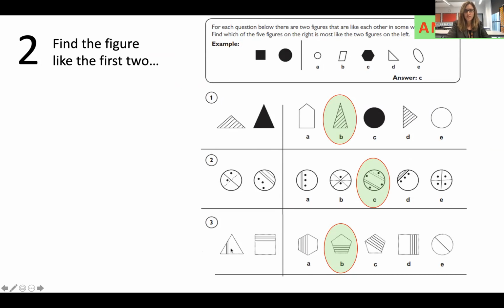Finally, question 3. The number of lines within our shape is 1 less than the number of sides. So we've got a triangle with 3 sides and 2 lines inside, a square with 4 sides and 3 lines inside. And for question 3, we have a pentagon with 5 sides and 4 lines inside.